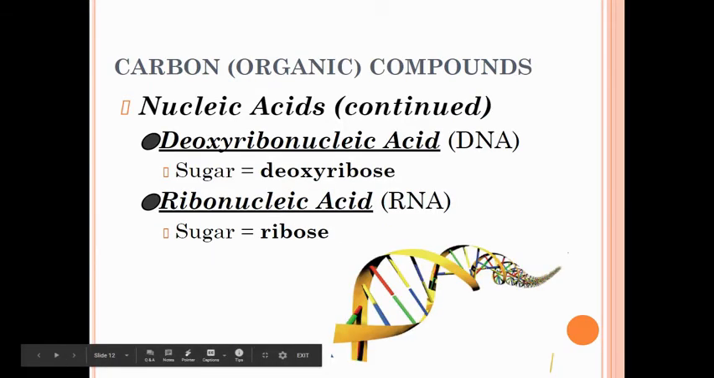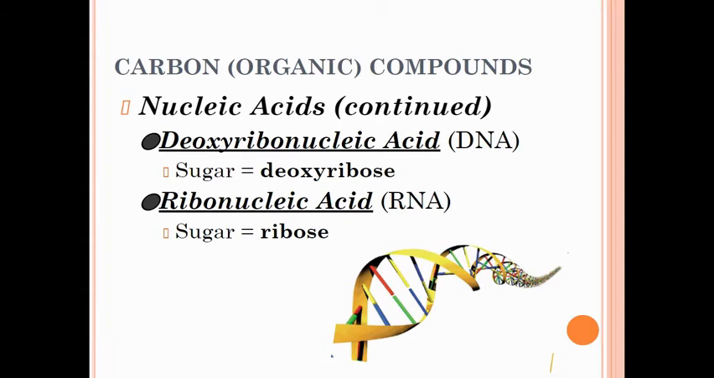The two main nucleic acids are deoxyribonucleic acid, or DNA, and ribonucleic acid, RNA. The main difference between these two nucleic acids has to do with the sugar, and they're actually named for their sugar. So DNA's sugar is deoxyribose, and RNA's sugar is ribose. We'll talk much more about these later in the semester. And most of you know that DNA is our genetic information. RNA is going to be a helper of DNA.